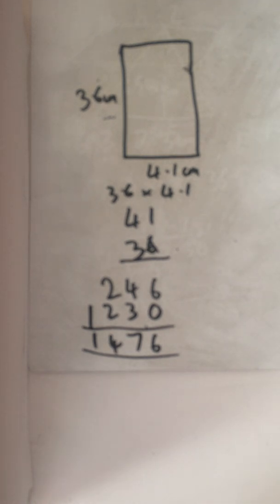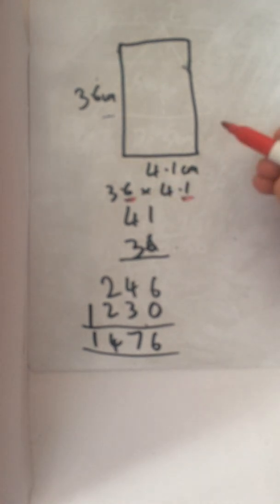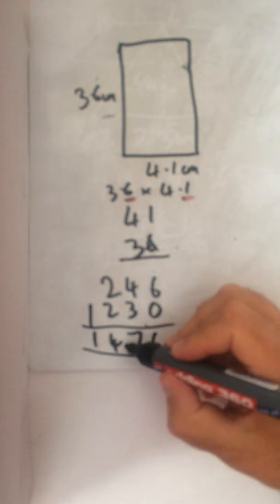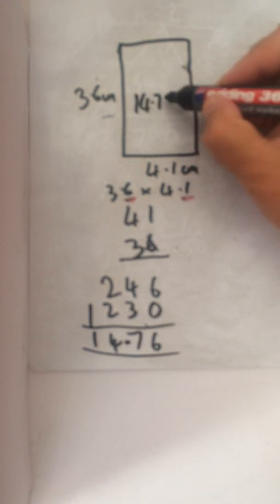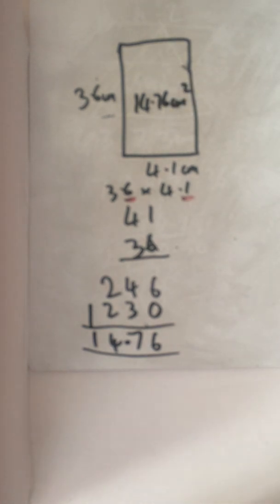Now, let's go back to my question. Now I've got one number there and one number there after the decimal point. So that tells me I've got 2 numbers after the decimal point in the question. So I have to put 2 in the answer. So the answer to this one would be 14.76 centimeters squared. Remember, it's squared, okay?